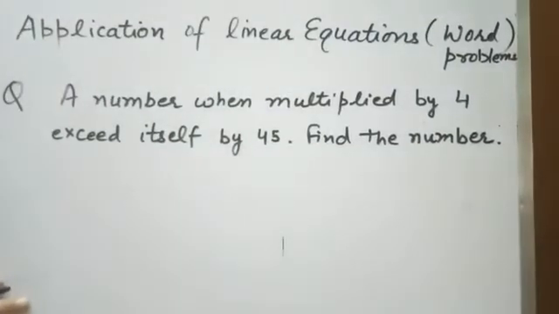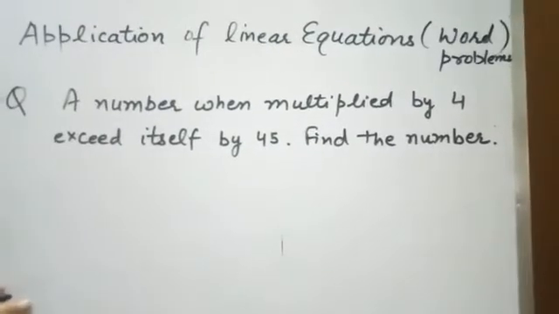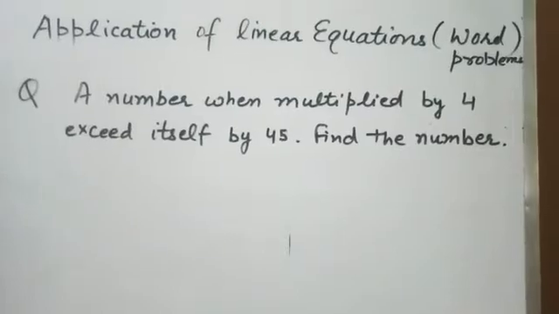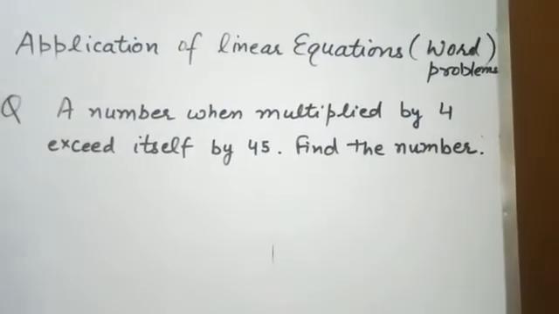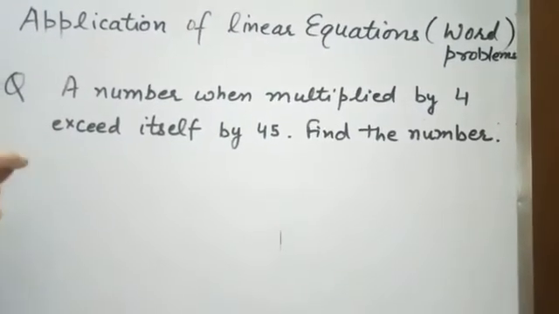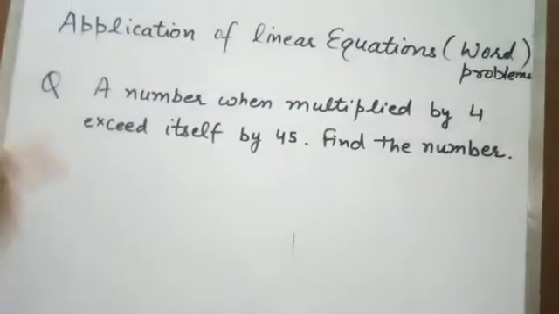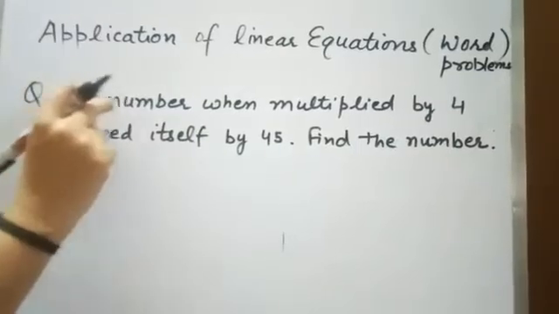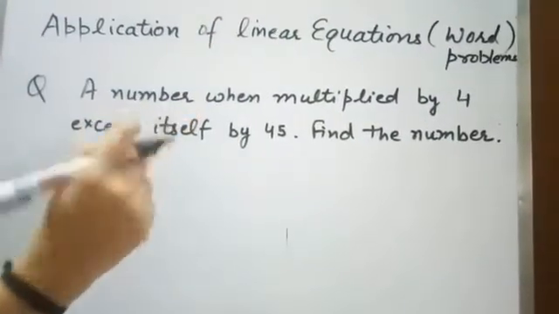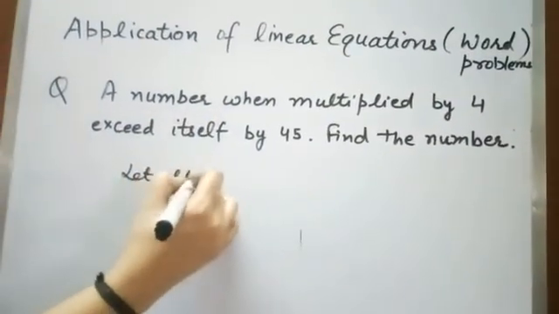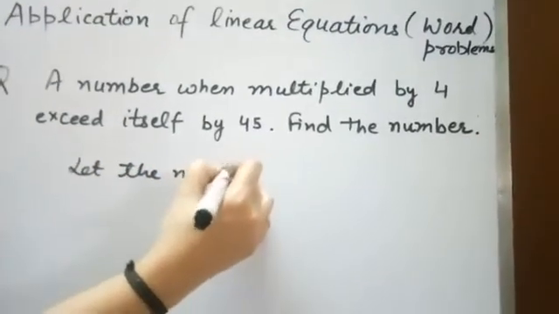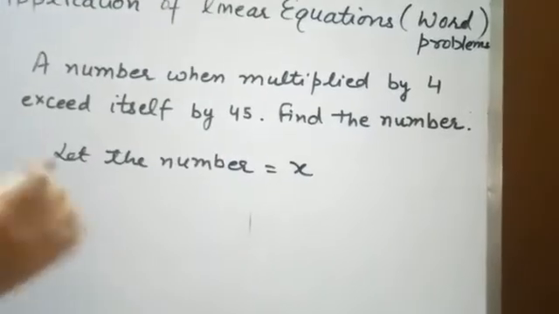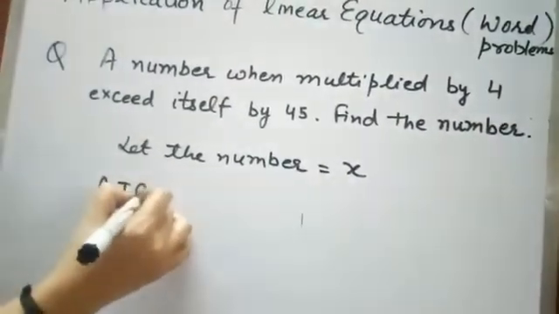Now the next question: a number when multiplied by 4 exceeds itself by 45. Now read the statement carefully. If you want to read it once, twice, thrice, read it carefully. Understand what is given and what is required. A number when multiplied by 4. The number is not known to us. The first step, take that unknown number as x, y, z, a, b, c. It's your wish. The second step is to form an equation.